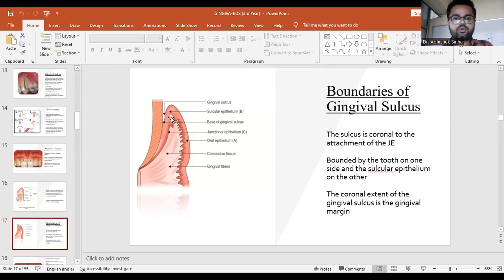The sulcus is coronal to the attachment of the junctional epithelium. This is the junctional epithelium, where the tooth and the epithelium are attaching. That is the junction. Now, it is bounded by the tooth on one side and the sulcular epithelium on the other side. Remember, I said epithelium on the other side, so that epithelium is nothing but sulcular epithelium. When I talk about the histological aspect, I will speak on that as well, the different types of epithelium. So that is the boundary.